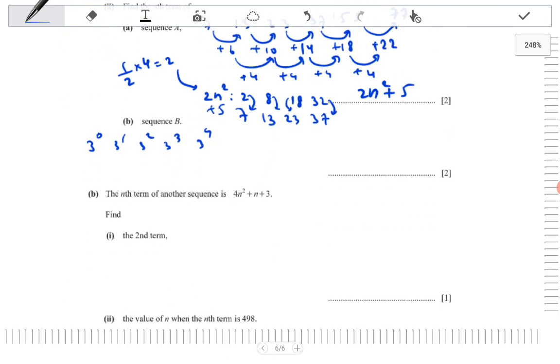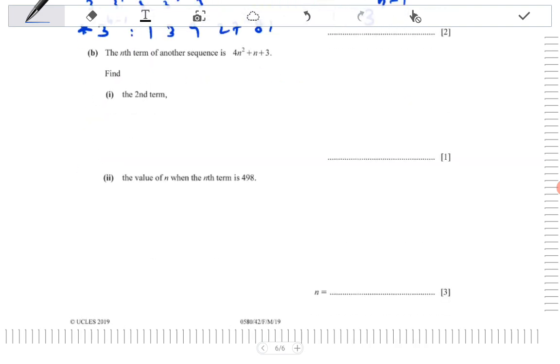So you can write your formula as 3 to the power n minus 1, because in the first term you have to keep power 0. If you take n as 1, 1 minus 1 becomes 0, so 3 to the power 0 becomes 1. For the second term you should try n as 2, so 3 to the power 2 minus 1 means 3 to the power 1, so 3. The next term is 3 to the power 3 minus 1, 3 to the power 2, that is 9, then 27, 81 and so on. So this is the formula, 3 to the power n minus 1. Okay, now we have the next part also.